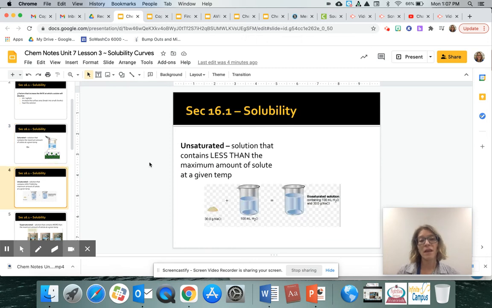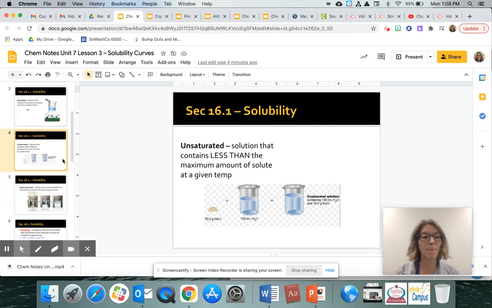Unsaturated is a solution that contains less than the maximum amount. So if you have a container of water, you put a little bit of salt in, all the salt dissolves, the solution can hold more salt. That would be an unsaturated solution. So unsaturated means it's under its saturation point or it's under its solubility mark, and the solution can hold more solute if needed.